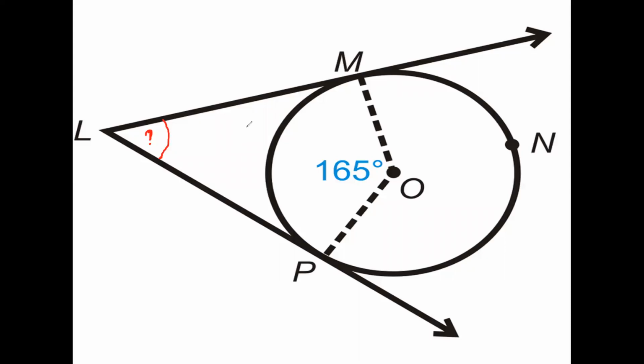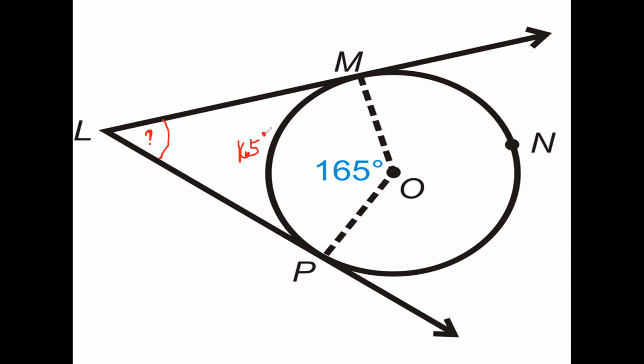So, nagamit natin yung pinag-aralan natin last time. Since the given is a central angle, then the measurement of its intercepted arc is just equal to the measurement of the central angle. So, ang central angle natin is MOP with its intercepted arc MP. So, since MOP is 165 degrees, then we can say that arc MP is 165 degrees.